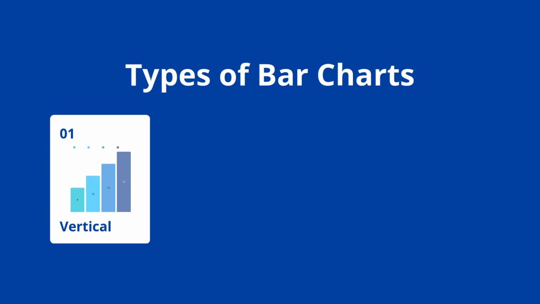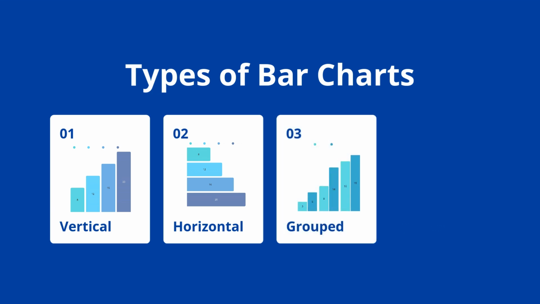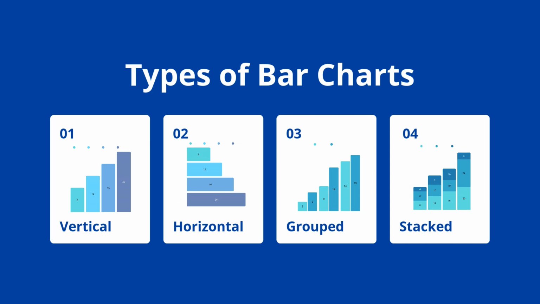The first one is vertical, which is the most commonly used bar chart. The second one is a horizontal bar chart, which works best when the labels are long and space is tight. The third one is a grouped bar chart. It helps to compare multiple data sets side by side. Stacked bar chart: if you want to show how individual parts make a whole, stacked bar chart is the way.